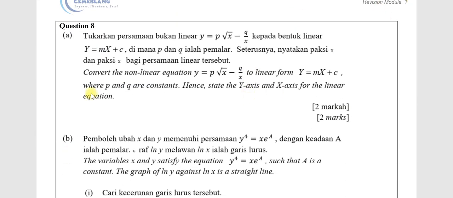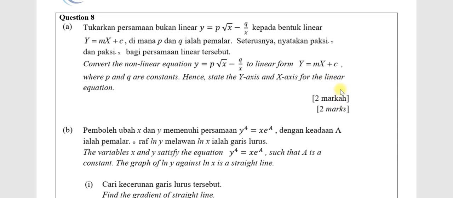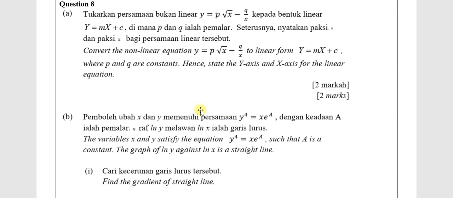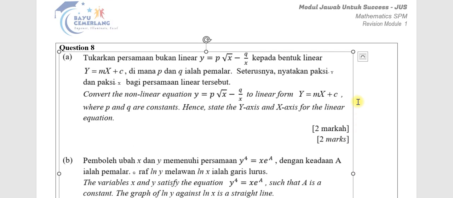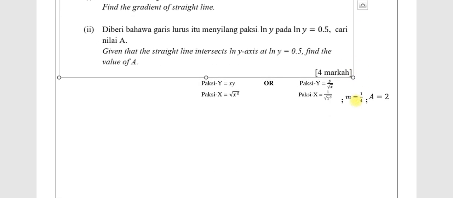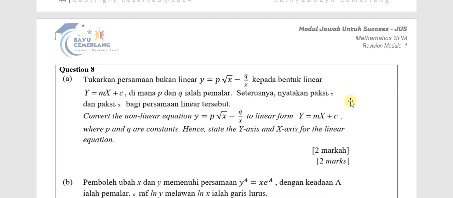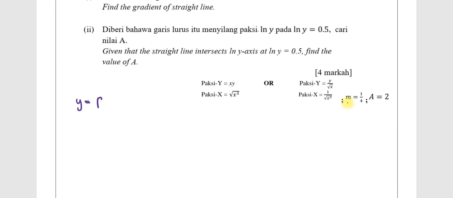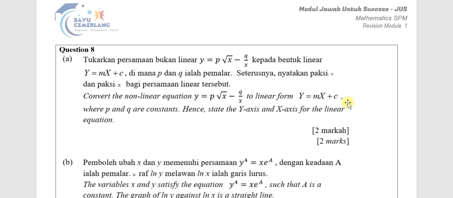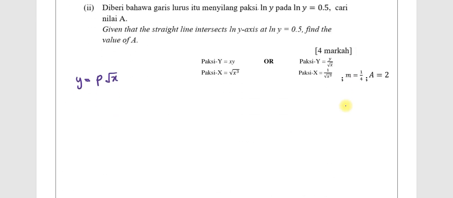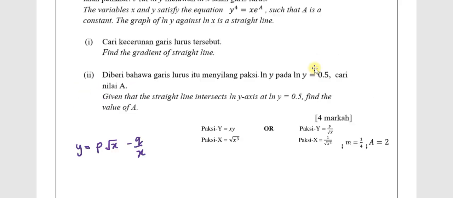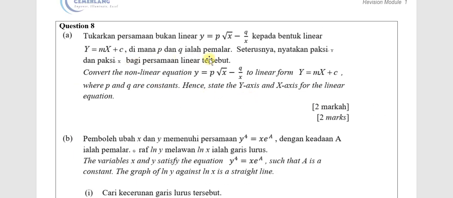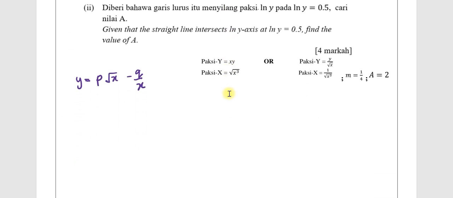Question 8. Convert the non-linear equation into linear form like this, where P and Q are constants. State the y-axis and x-axis sahaja. Dia tak suruh cari P, Q tu semua. Okay. Maksudnya soalan ni senang lah. Okay. So, let's see y is equals to P square root x minus Q over x. Okay, dia bagi syarat apa tak? Dia tak bagi apa-apa syarat kan? Jadi kita ada multiple way of doing this lah.